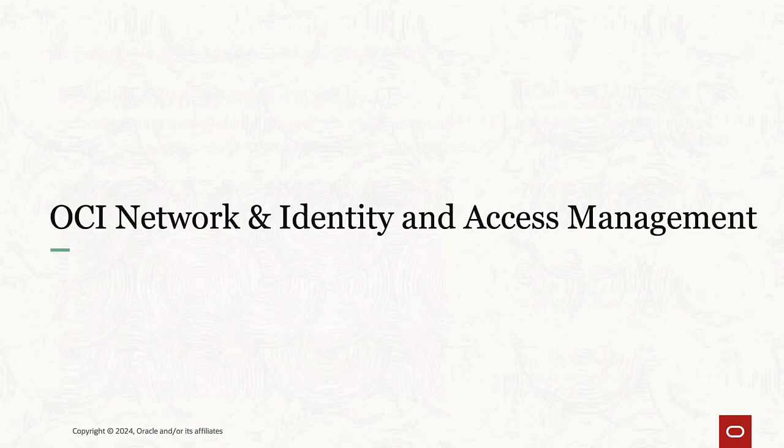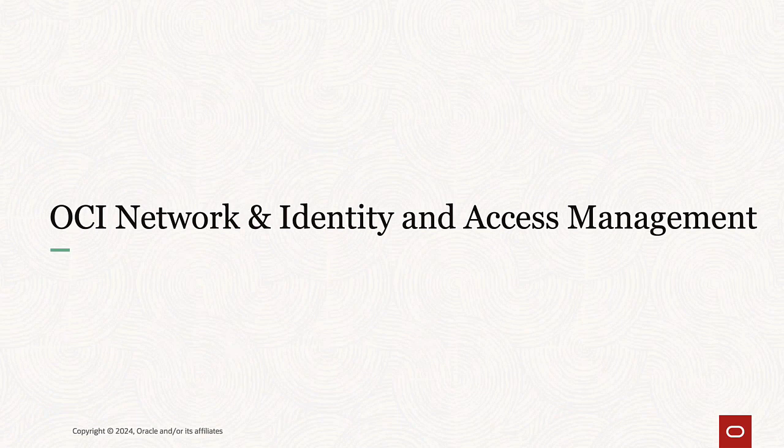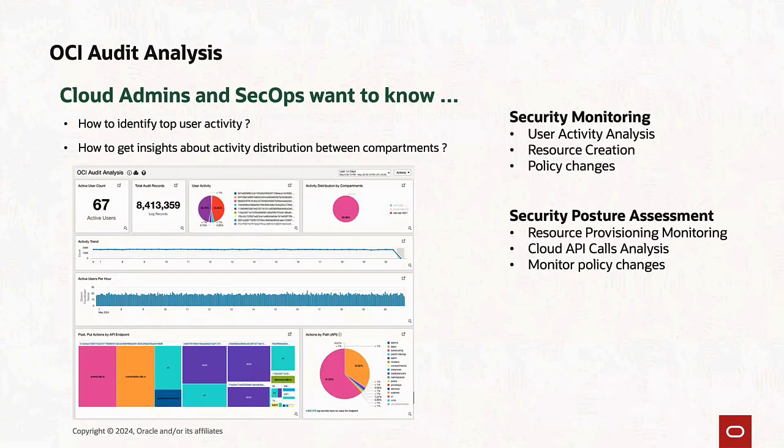The Apex application and the database are all critical components to monitor, but the underlying infrastructure is even more critical. Apex applications, whether the compute instances, the databases, or the OKE cluster, all sit on the OCI network backbone, and they use identity and access management services day in and day out. We hear feedback from cloud admins and SecOps: how do I identify the top user activities? How do I get insights about activity distributions between compartments?